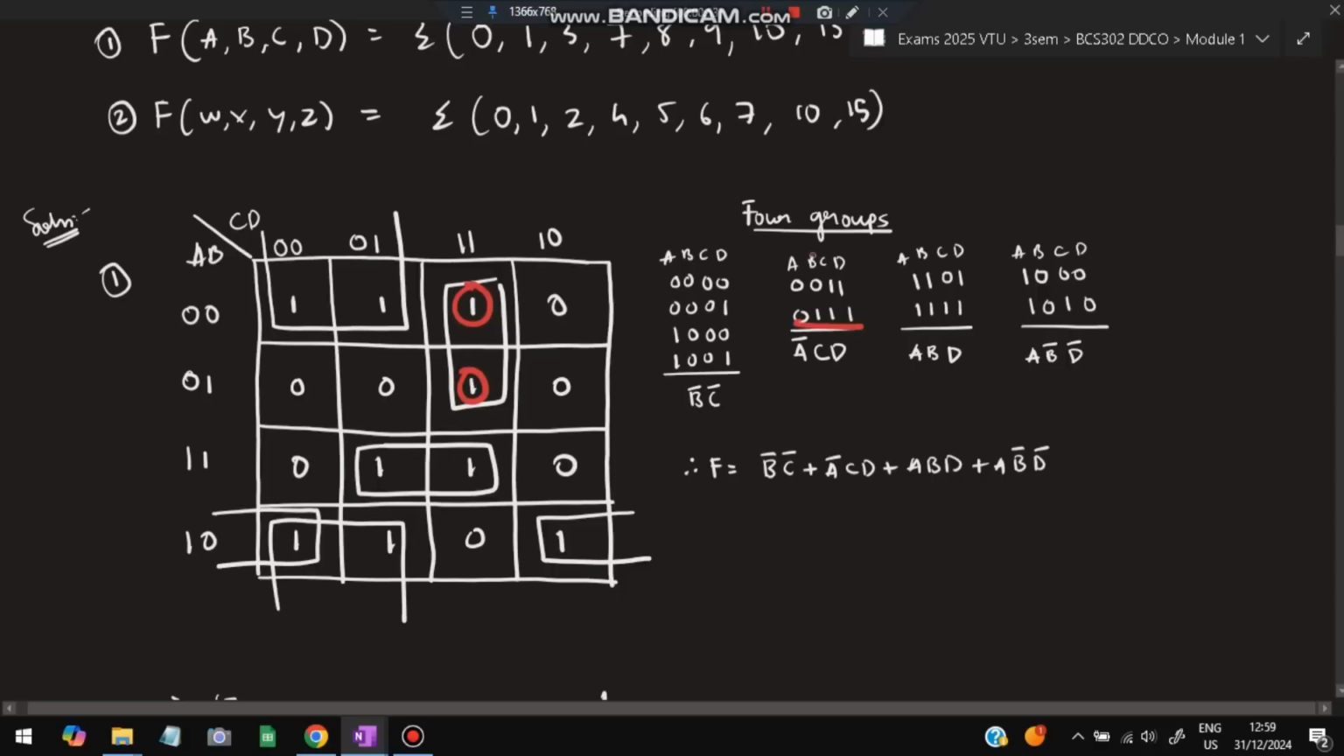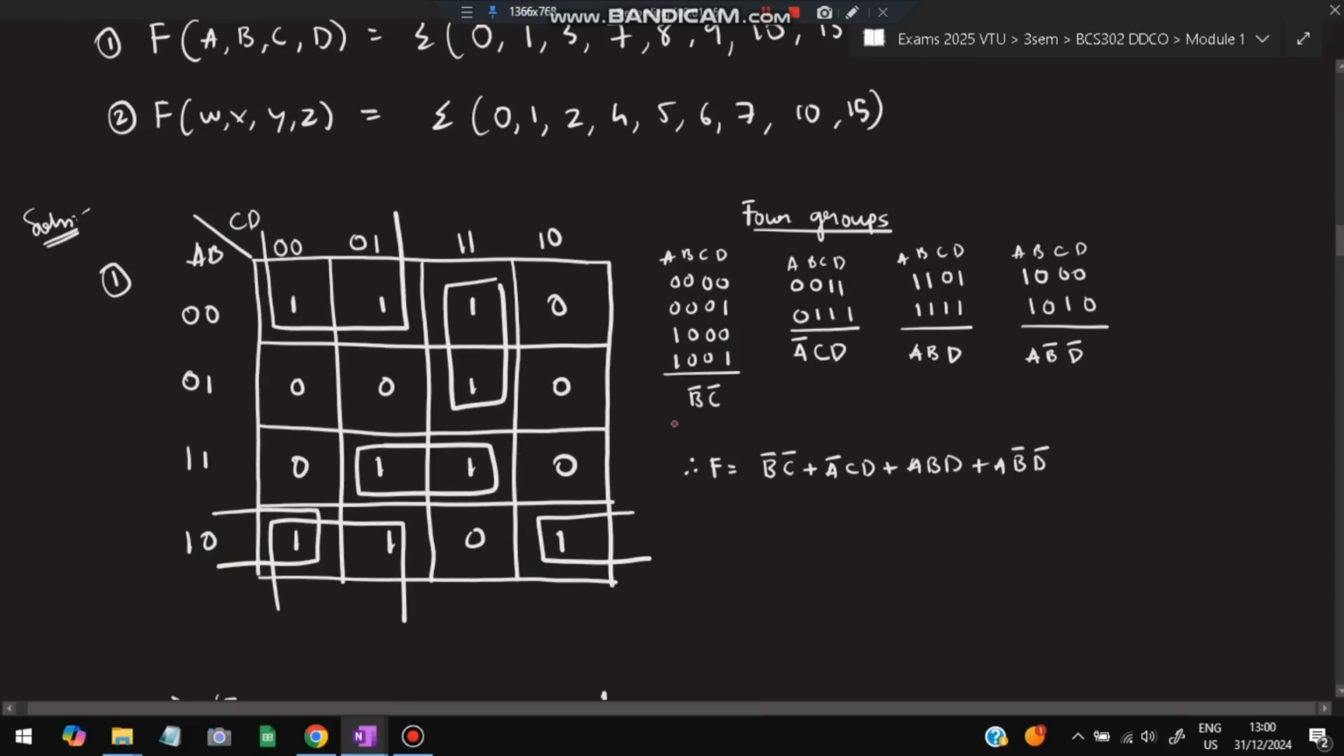So this is another group, this is the second group. In the third group you have 1 1 0 1, this is 1 1 0 1, and this is 1 1 1 1, so 1 1 1 1. The last group is this one, 1 0 0 0 for this one, 1 0 0 0 for this one, and 1 0 1 0 for this one, 1 0 1 0 for this one. So I'll be writing the four groups here.